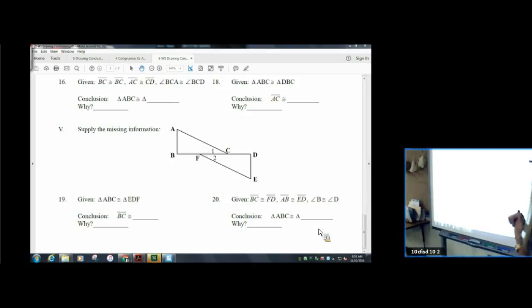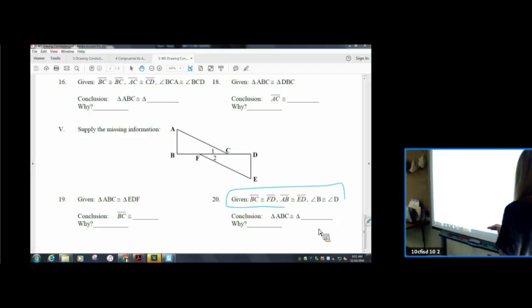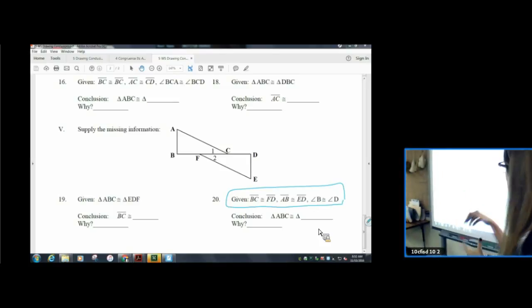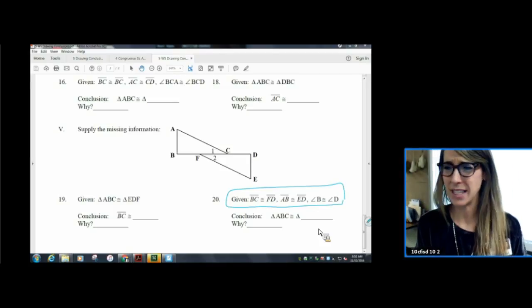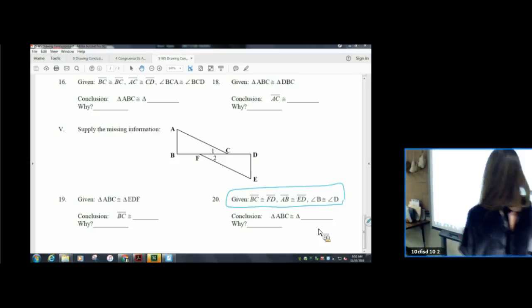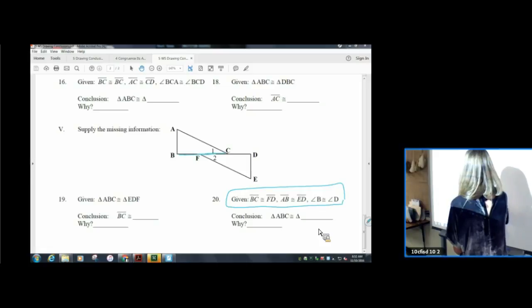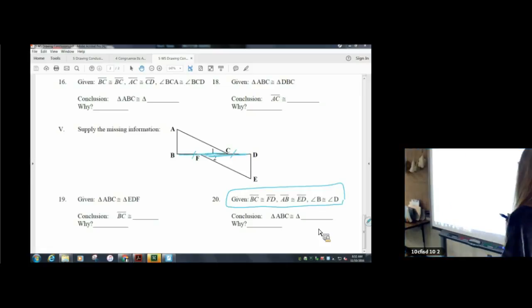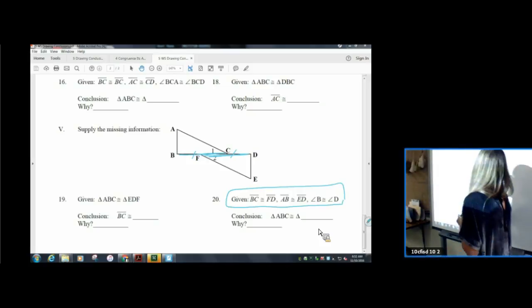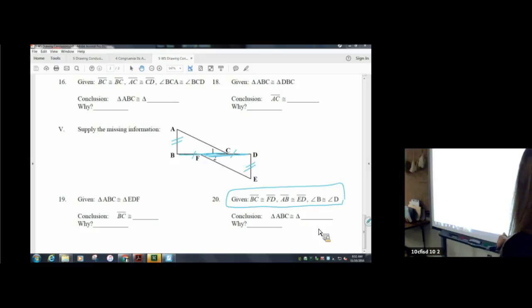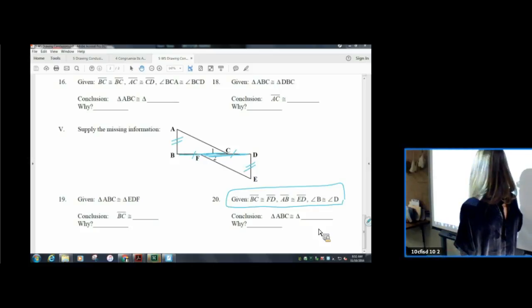Number 20, given, oh wow, all this stuff is just handed to us. It's like Christmas early. So we just get to go to our picture and we get to mark it. We don't have to have a reason to mark it. It's been given to us. BC is congruent to FD. That's kind of hard to mark because they're overlapping. AD is congruent to ED. I have to use a double tick mark because I've already used that single. And angle B is congruent to angle D.